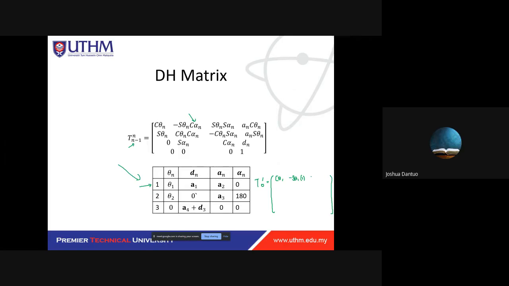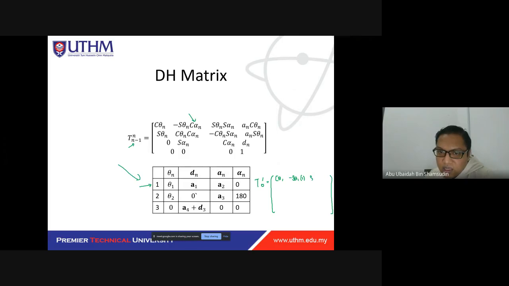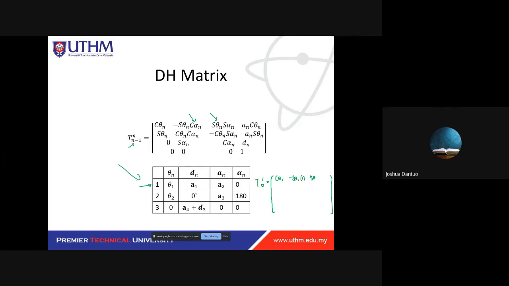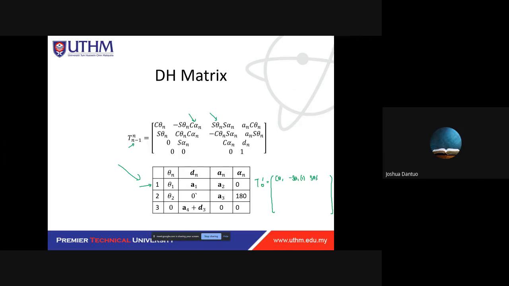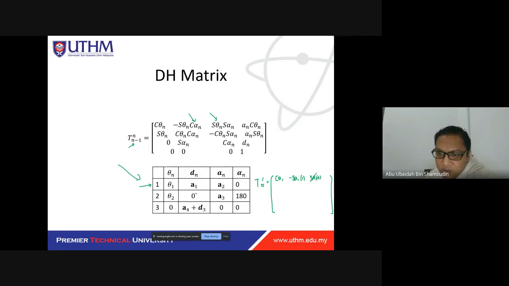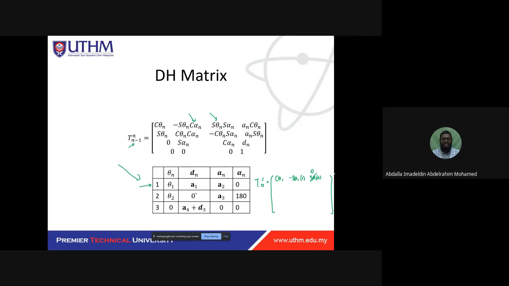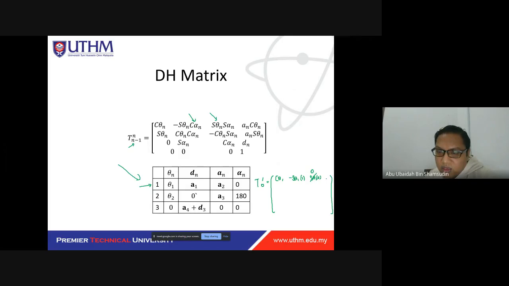And then we just fill in the next one, which is here. Sine alpha, sine 0 is 0. So this one will become 0. And an is a2, so a2 cos theta 1. Okay, so that finishes the first row.